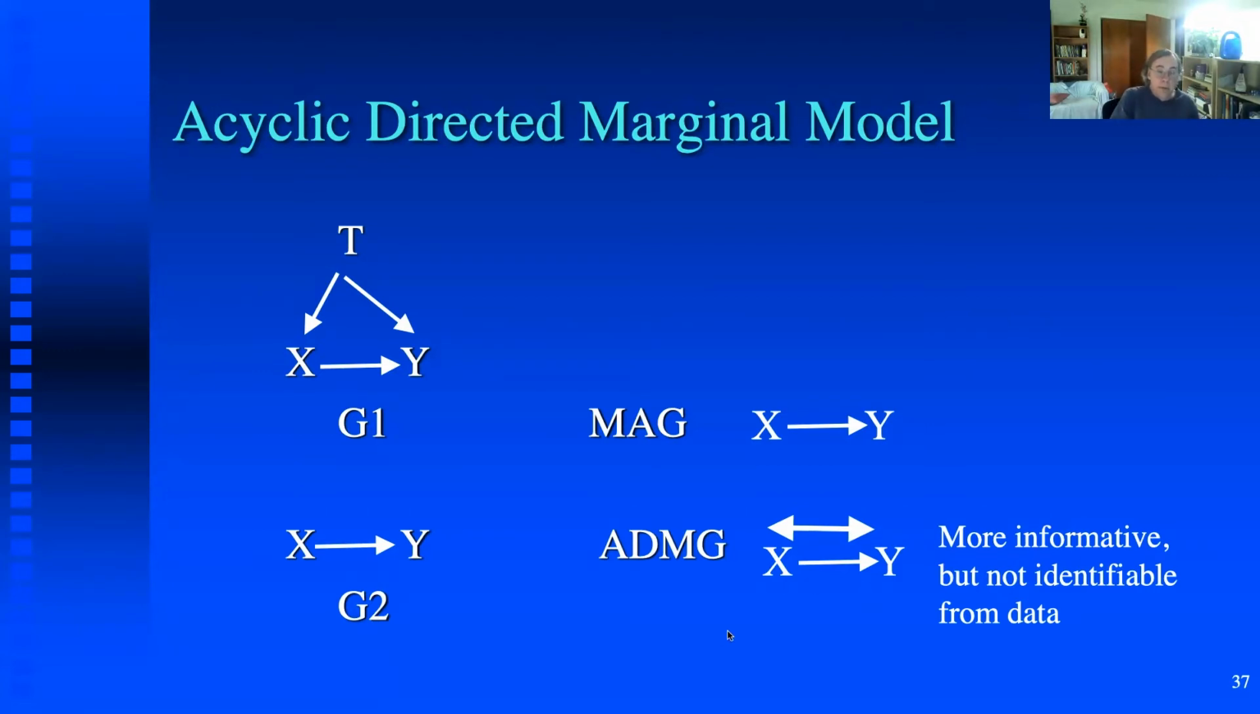It's more informative, but it's not identifiable from the data. The data is not going to tell you whether you should have the ADMG which contains the double-headed arrow or it doesn't contain the double-headed arrow. So for that reason, we're going to stick with MAGs.